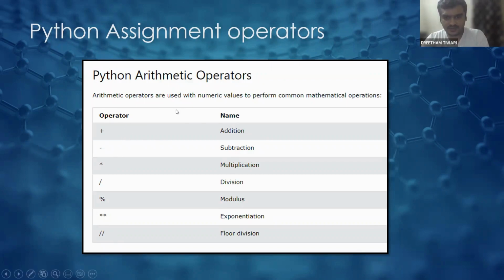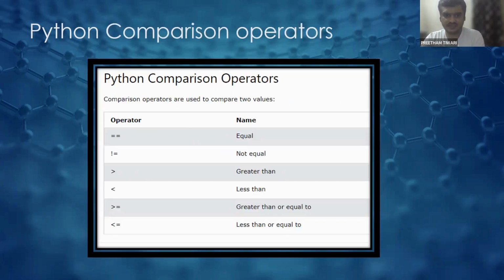Assignment operators is nothing but assigning the values. And comparison is what we just checked. Equal to is something we did. Not equal to is what we did. Greater than is pretty simple.